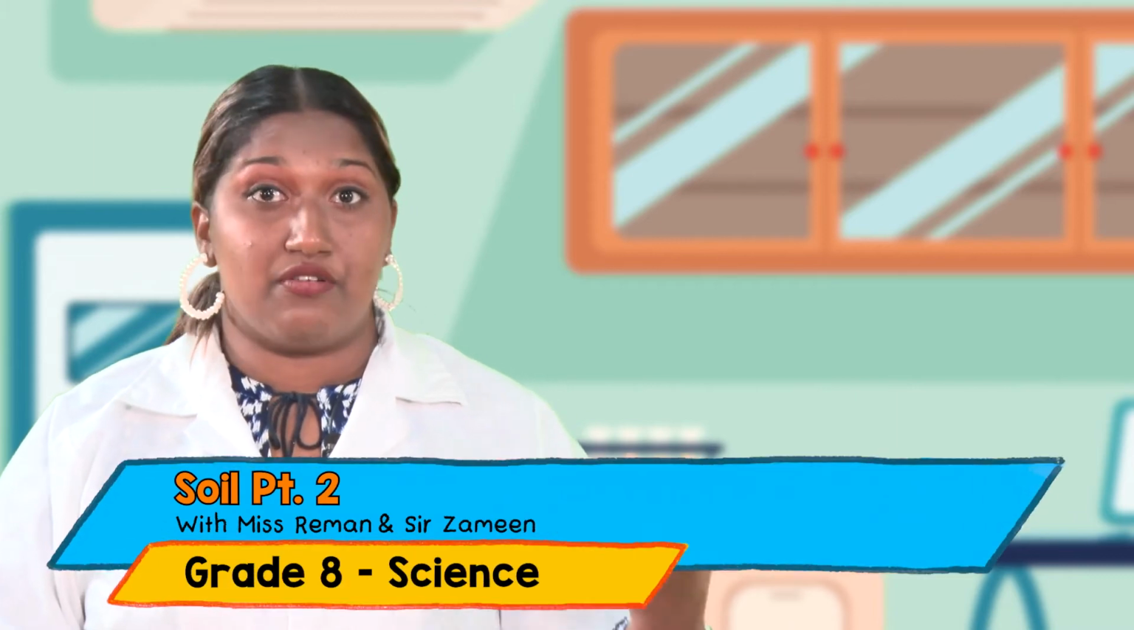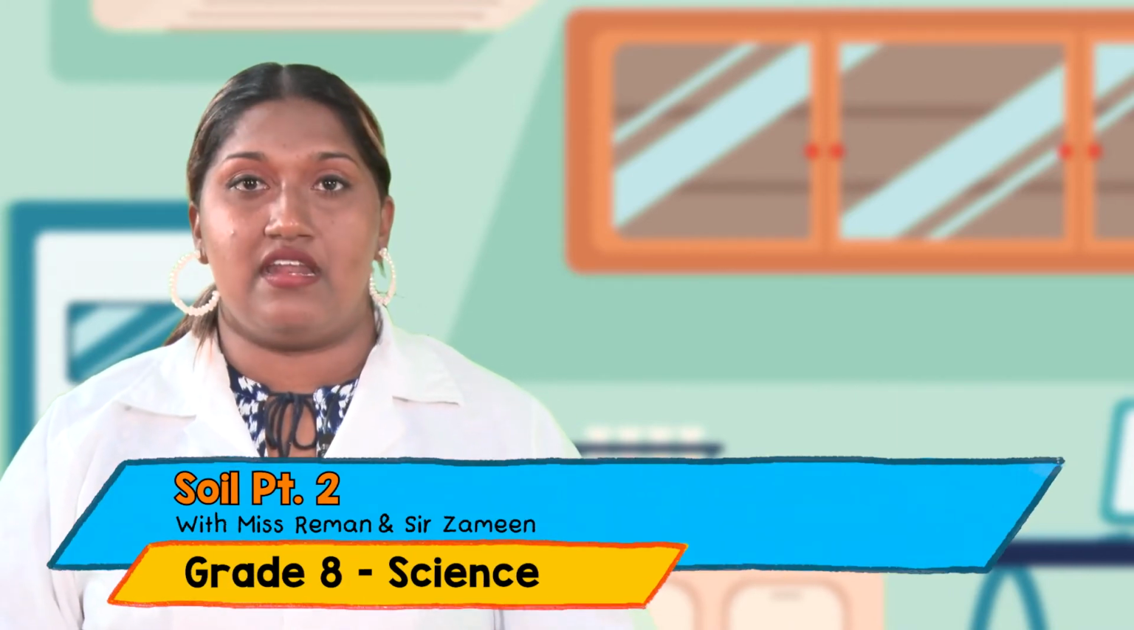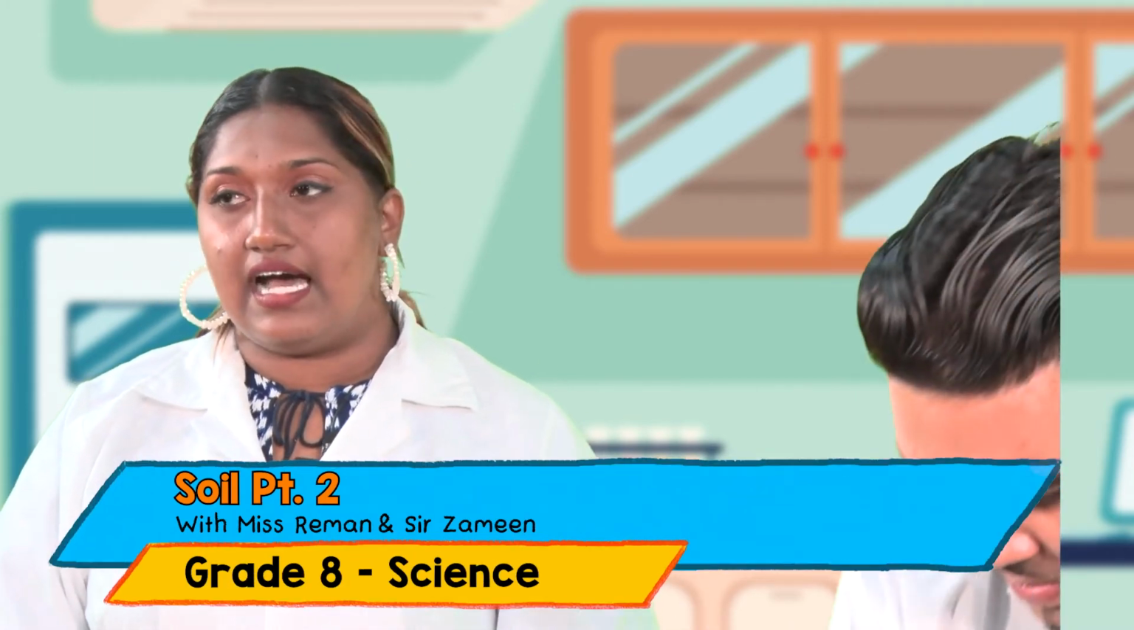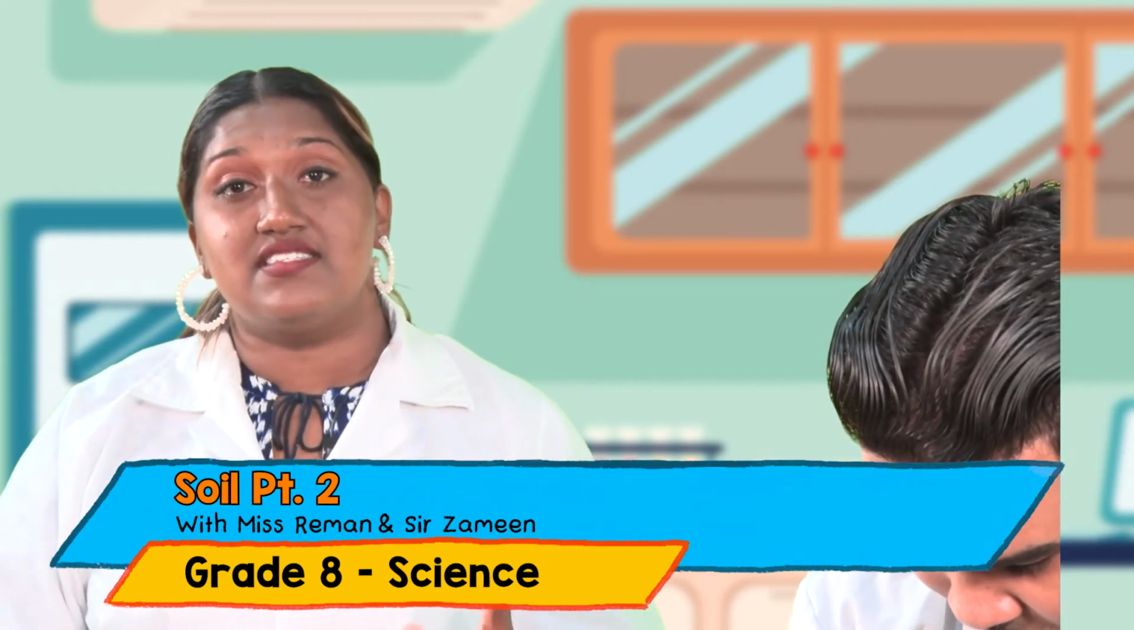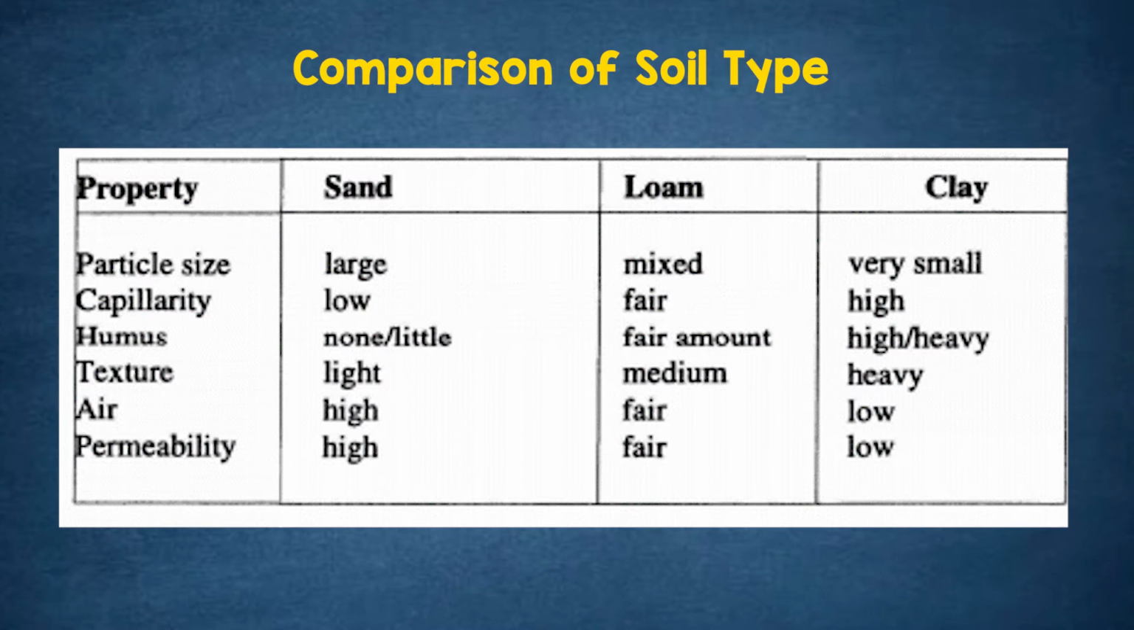Now we have been talking about the different types of soil. And what we will do now is compare each type of soil by looking at the different particle size, the air, permeability, and the capillary action happening there. So we're going to go right into that and talk about the comparison of each type of soil. Now let us start with particle size.